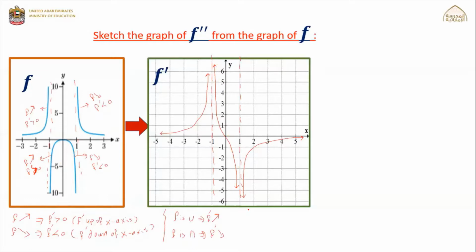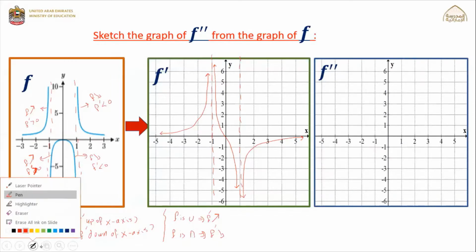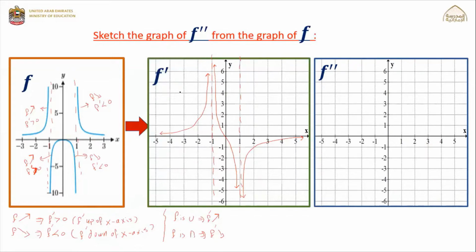From the graph of f prime, I will take the same idea to have a graph of f double prime. Now, f prime is a new function. F double prime is the derivative of f prime. It's the same idea: when you move from f to f prime, it's the same to move from f prime to f double prime. So f double prime also must have two vertical asymptotes at x equals minus 1 and x equals 1. It's coming here.